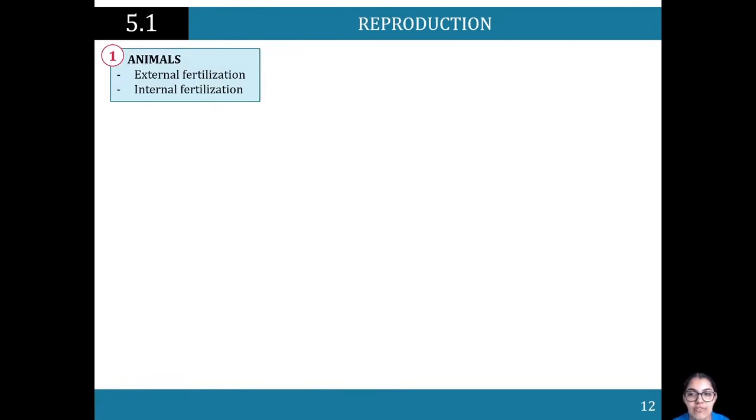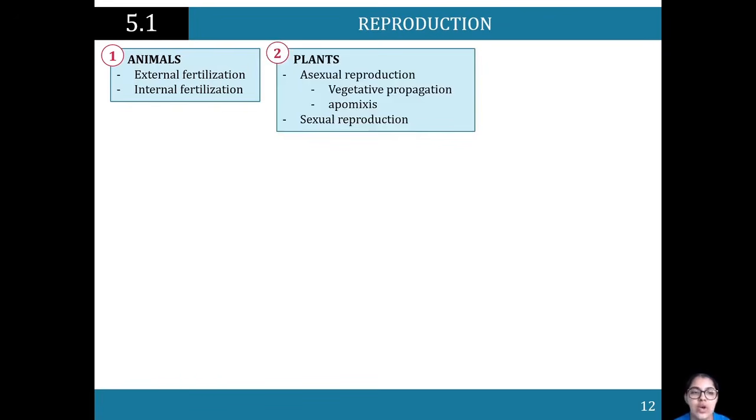So let's talk firstly about reproduction. You looked at animals, at external and internal fertilization. You would have looked at asexual reproduction, which includes vegetative propagation and apomixis in plants, and also sexual reproduction. So you should essentially know.